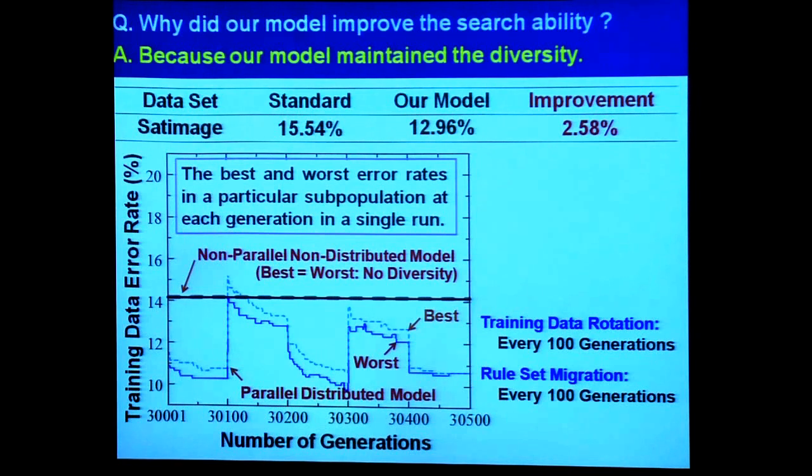And we can observe the range between best result and worst result. Best means the best. Oh, just the opposite. This is an error rate. So the worst means the best. The lowest is the best, and the highest is the worst. And the highest error rate is in a subpopulation, and lowest error rate in a subpopulation. So the difference means the diversity. But in the case of a standard model, the best equals the worst, so no diversity. This is maybe the reason why our model improves the searchability.